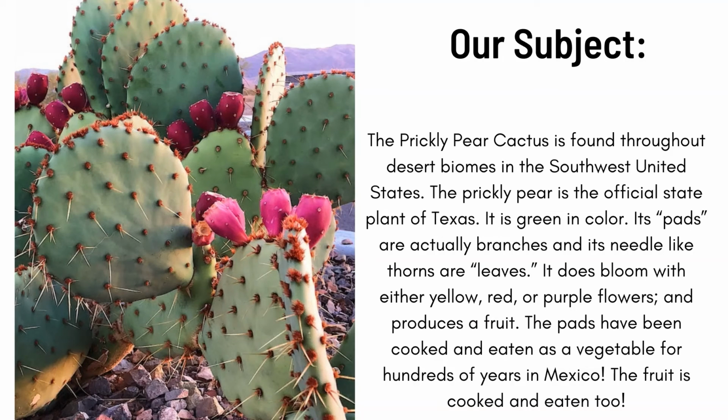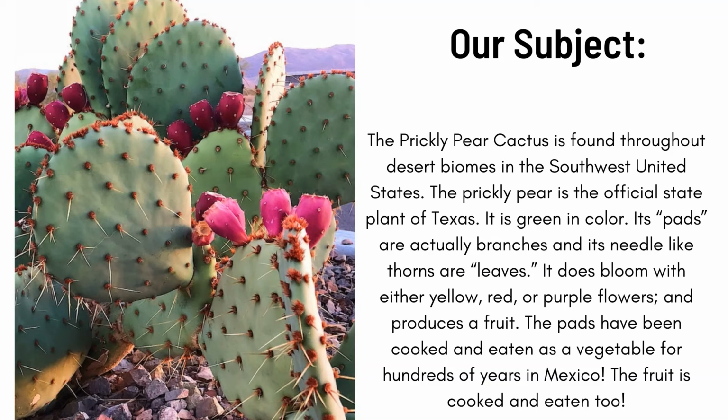Our subject will be the prickly pear cactus. It's found throughout the desert biomes in southwest United States. The prickly pear is the official state plant of Texas. It's green in color, and its pads are actually branches. Its needle-like thorns are its leaves.